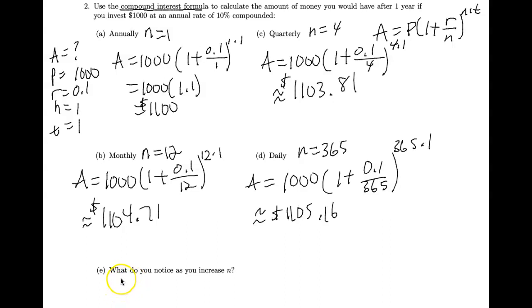So when you look at this last question, what do you notice as you increase N? Just look from left to right as you go down. You're going to get 1,100 for compounding annually, 1,103 for quarterly, increase that by approximately $1 for monthly, and then another $1 for daily. So what we notice is that as N increases, A increases.